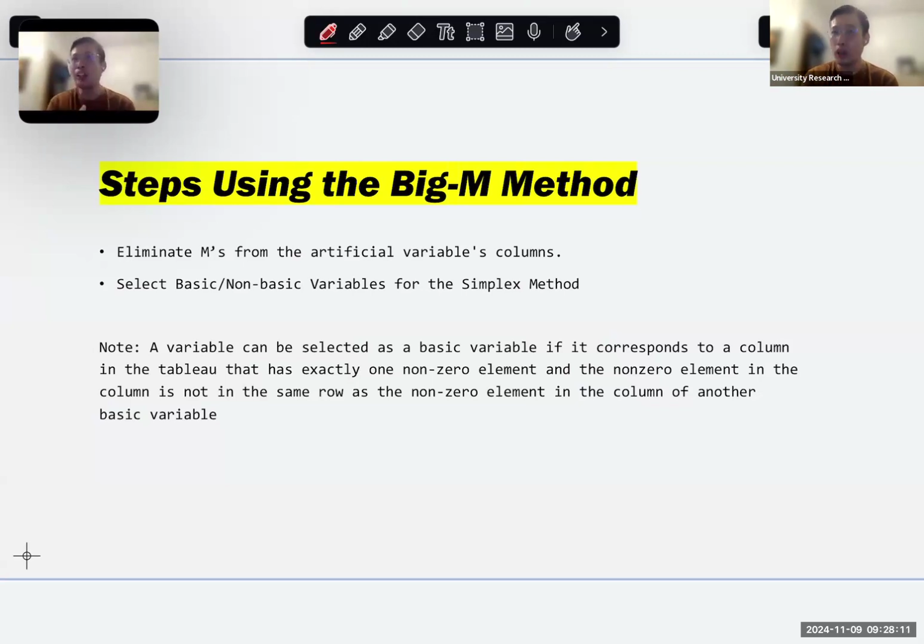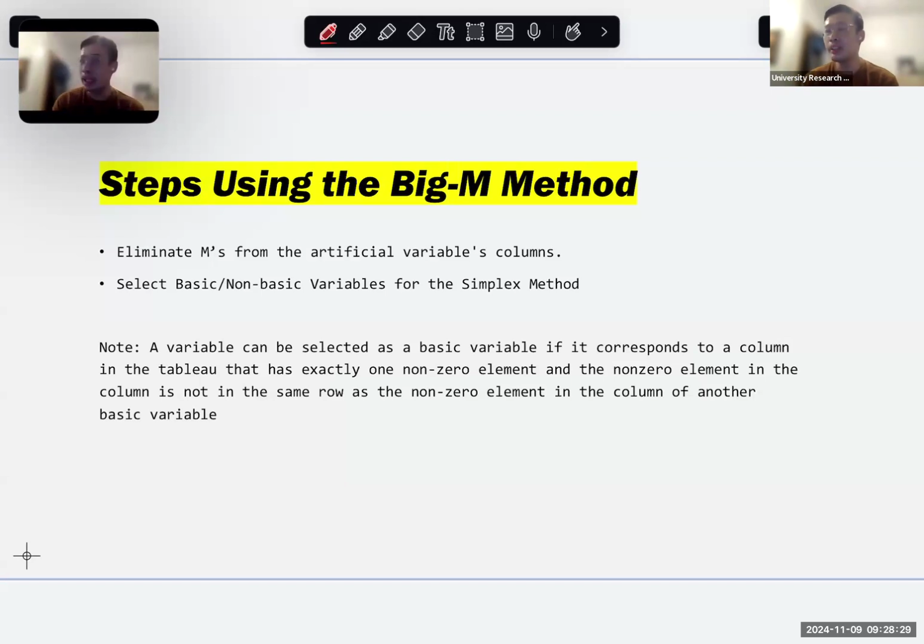So we get all the coefficients of the inequalities or the equations, and then afterwards, this is our first step: we eliminate the M's from the artificial variable column.